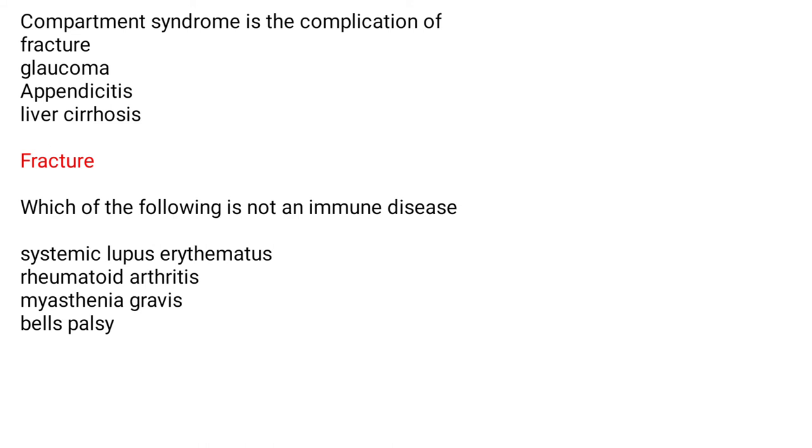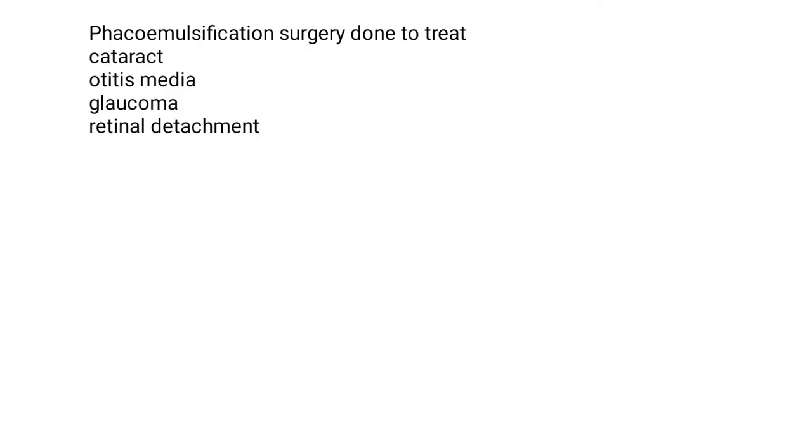Next question. Which of the following is not an immune disease? Options: systemic lupus erythematosus, rheumatoid arthritis, myasthenia gravis, and Bell's palsy. And the answer is Bell's palsy. Next question. Phacoemulsification surgery done to treat, options: cataract, otitis media, glaucoma, retinal detachment. And the answer is cataract.